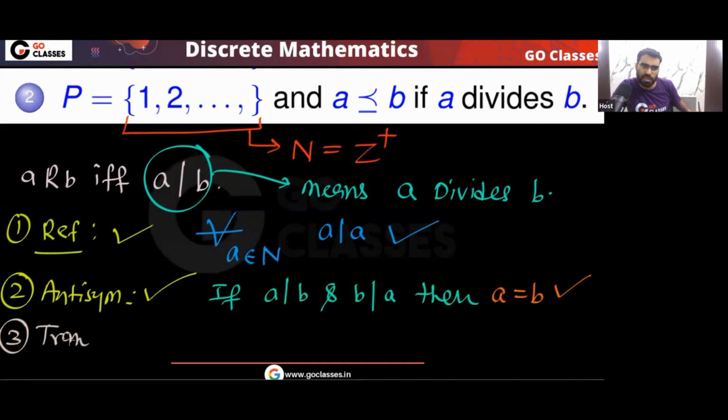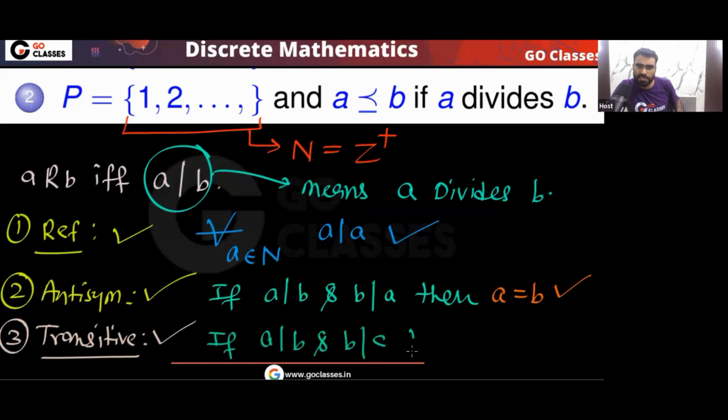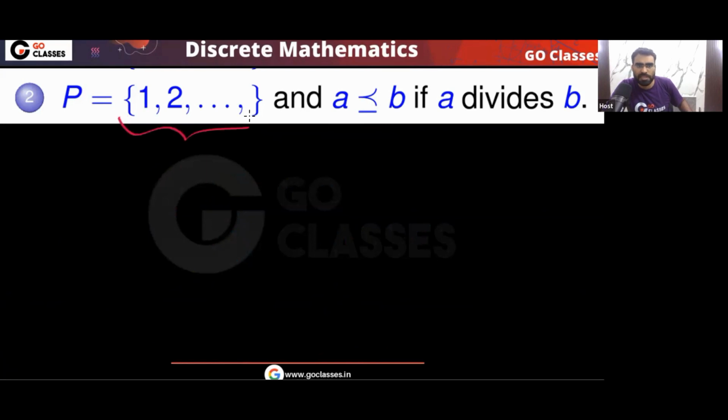What about transitive relation? Yes, this is transitive also. You already know that if A divides B and B divides C, then definitely A divides C. Okay, so this is the idea. Is this clear? Understood. Very simple. So the transitive property is also satisfied. So if your base set is the set of natural numbers, then remember, this divides relation is a partial order relation. Okay, so this is another standard relation.